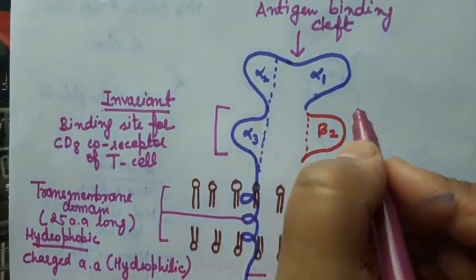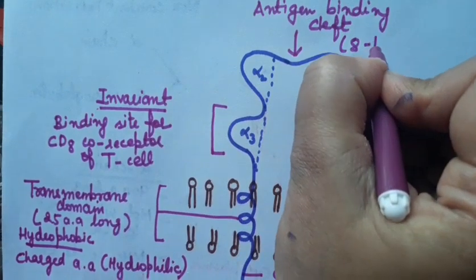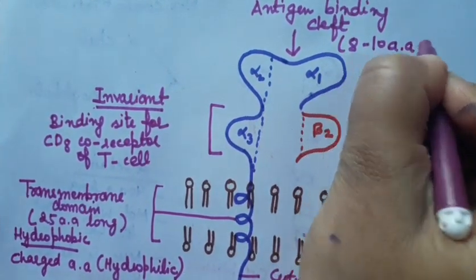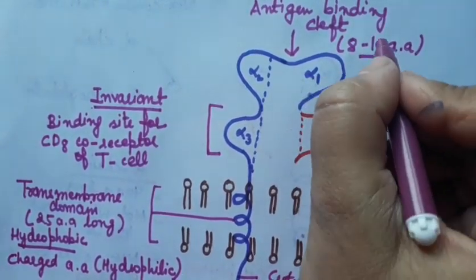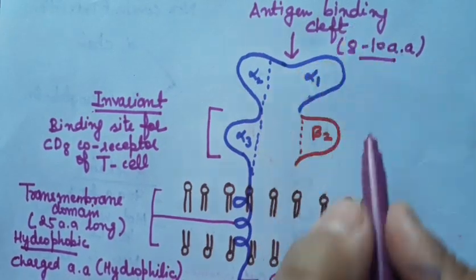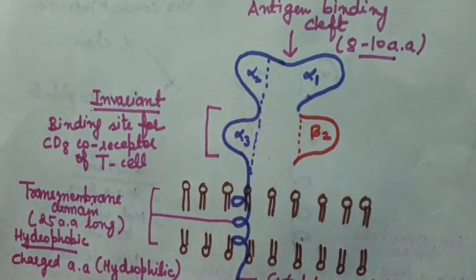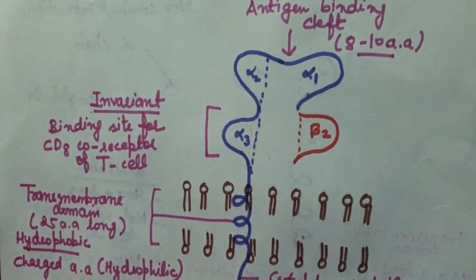site, and almost about 8 to 10 amino acid long antigens or peptides can bind to this portion. So this is the structure of class 1 molecule.